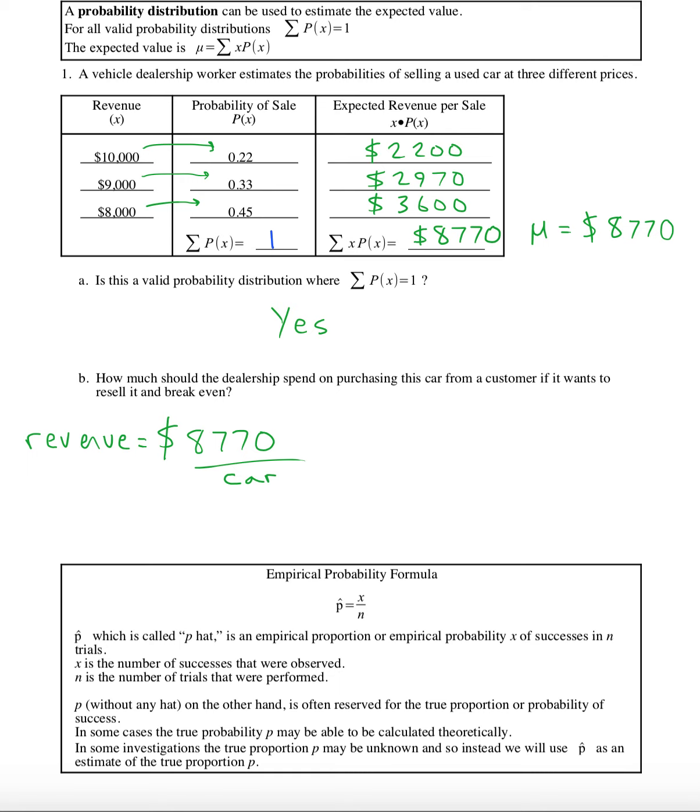So how much should the dealership spend on purchasing these cars from a customer if they want to just resell it and break even? Well, they would want the costs to themselves to equal the revenue. So, final answer. They should spend $87.70 per car.